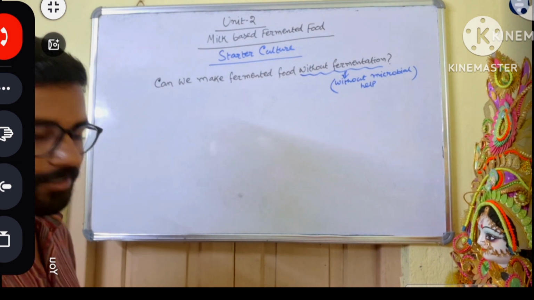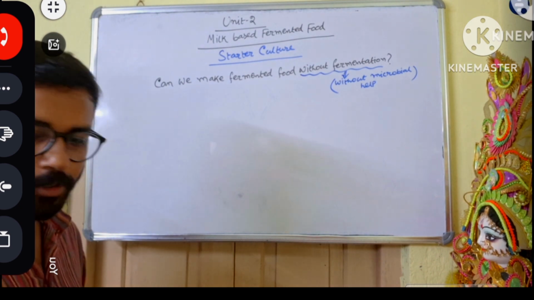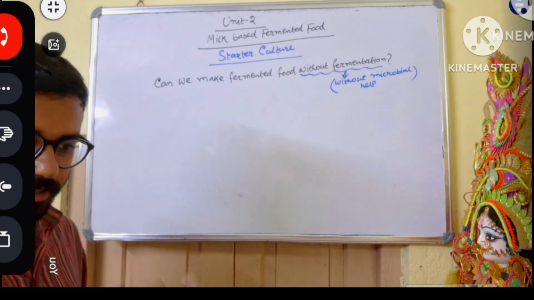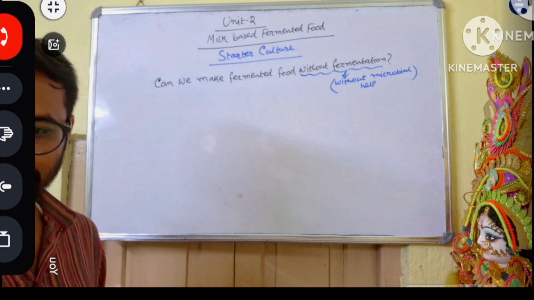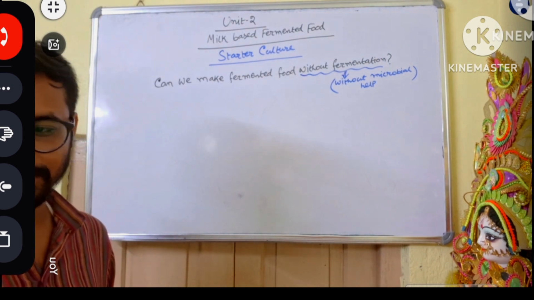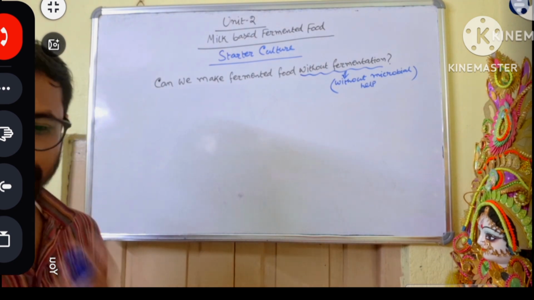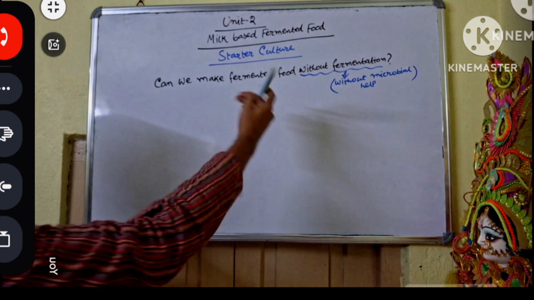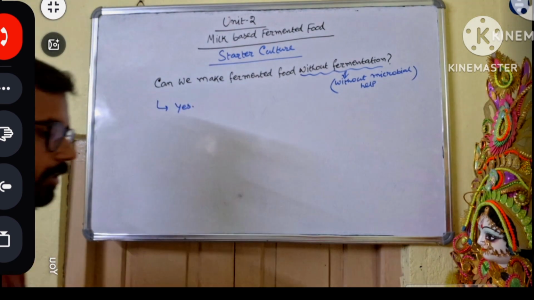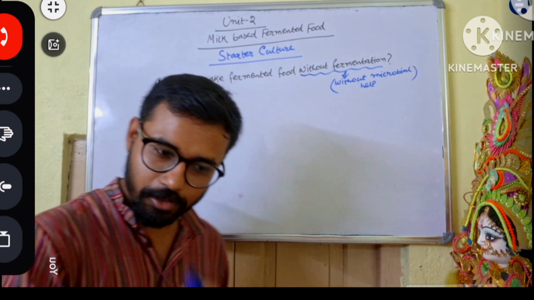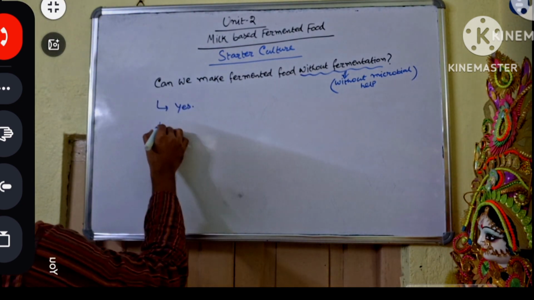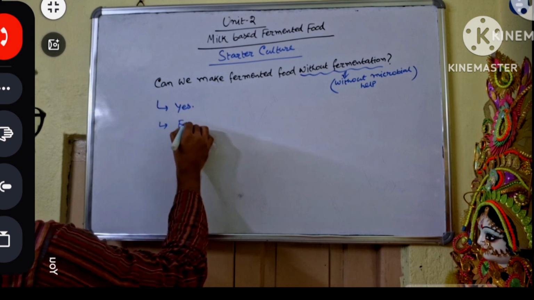No. The answer is yes. Some food products can be produced without fermentation also. That's why I repeat, think twice before answering. Without microbial help, by means of chemicals. Let's read some examples. Yes, the answer is yes. Fermented food can be produced without fermentation. Interestingly, how? Let's see. Example number 1.